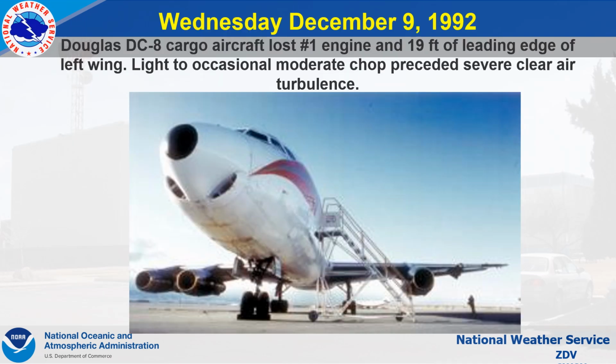Here's an example we like to use here at Denver Center all the way back from 1992. This was a Douglas DC-8 cargo aircraft that lost its #1 engine and 19 feet of leading edge of left wing. Light to occasional moderate shock preceded severe clear air turbulence as it flew over the mountains.